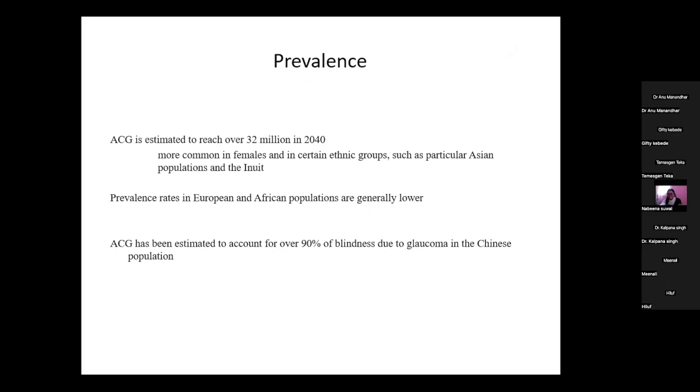Prevalence: it is estimated that angle closure glaucoma will reach 32 million in 2040, more common in females and in certain ethnic groups. Prevalence rate is very low in European and African populations. Angle closure glaucoma accounts for over 90% of blindness due to glaucoma in the Chinese population.